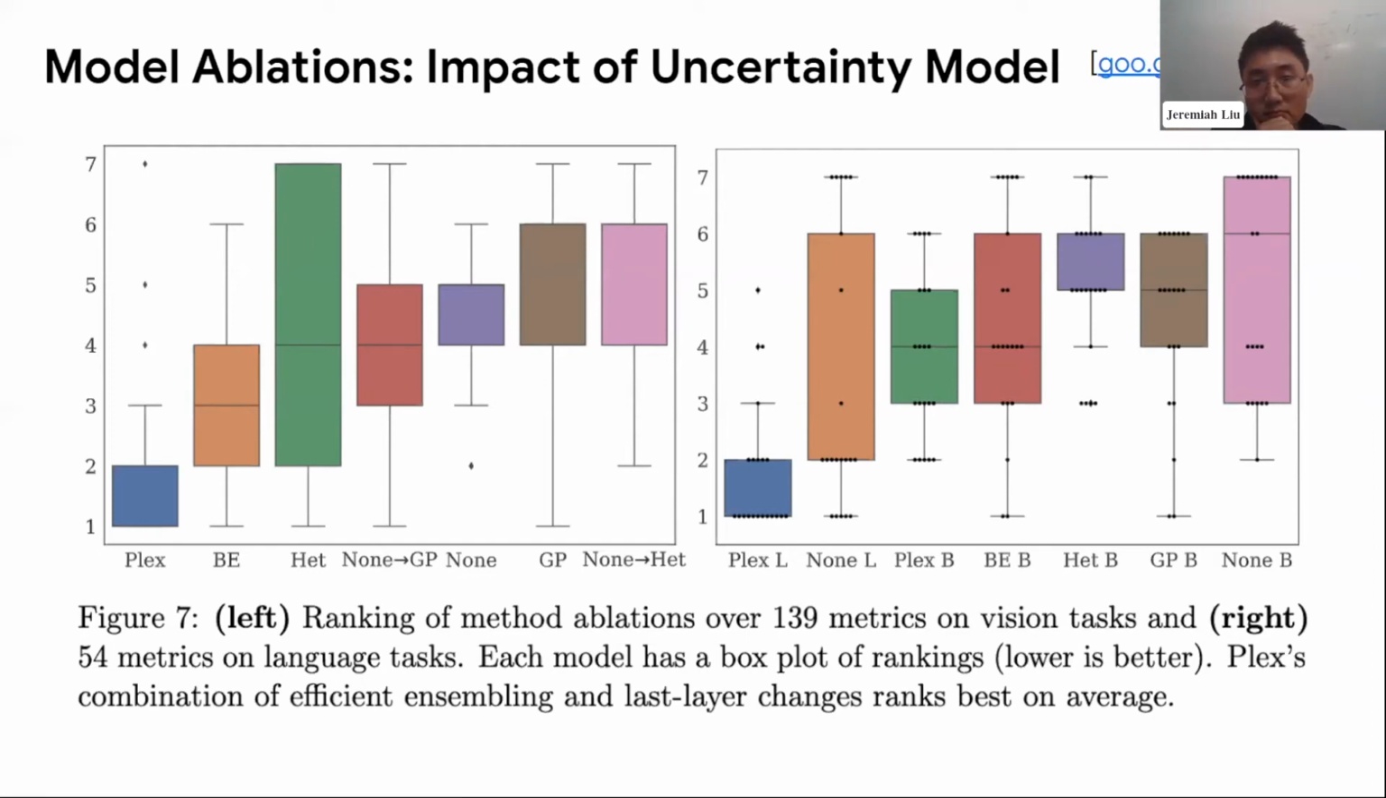Another question now from Charles London. Do you have advice on when the GP layer or the heteroscedastic layer works better to improve uncertainty estimates? So basically, when to use one versus the other.